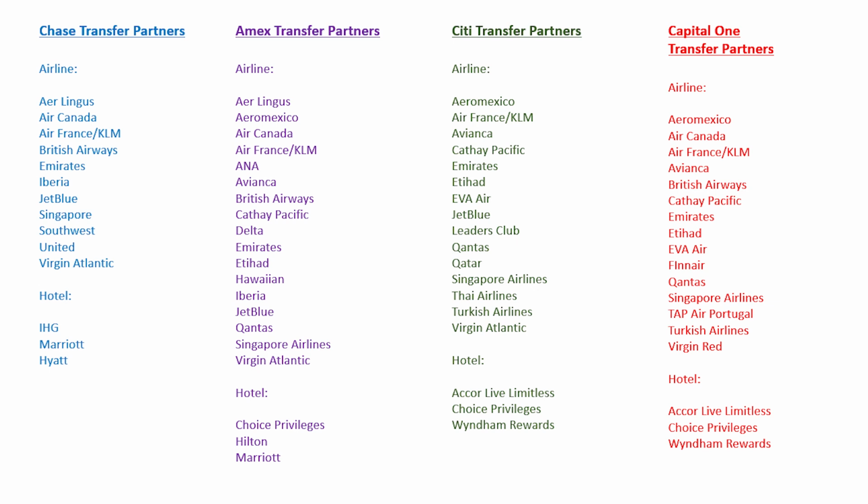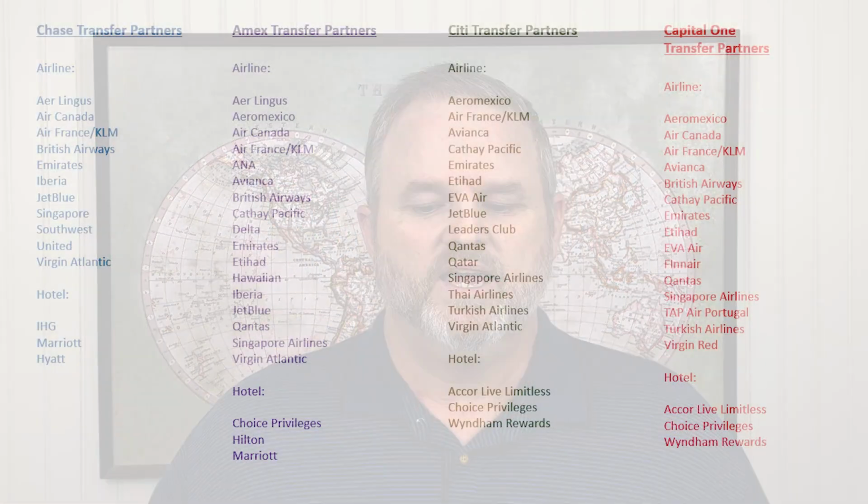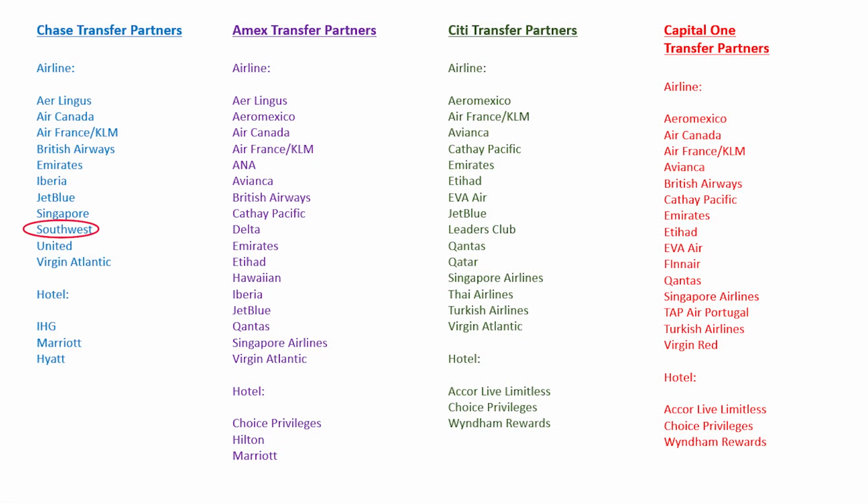You also notice that Chase is the only one that has United as a transfer partner. American Express is the only one that has Delta as a transfer partner. And nobody has American Airlines listed as a transfer partner. Now don't worry about that. I'm going to show you how you can still fly any one of these carriers using any one of these currencies. Another thing to point out though is Southwest is only with Chase, and they're not in an airline alliance, so if you want to move points to Southwest, Chase is the only way to do it.